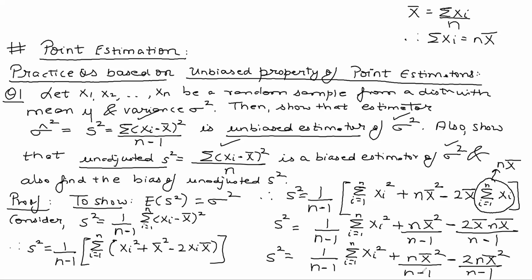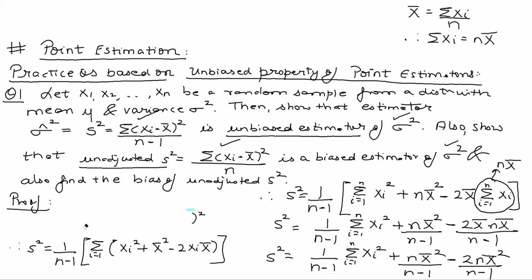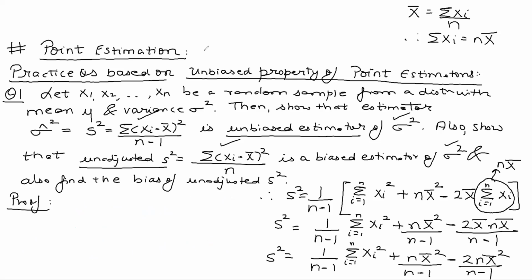Okay, so let's continue with the initial portion. So I'm erasing this off, the initial part. Ultimately, we need to show that expected value of s square is equal to sigma square. Now our s square has come out as this. This is our s square. So I can further write it like this.